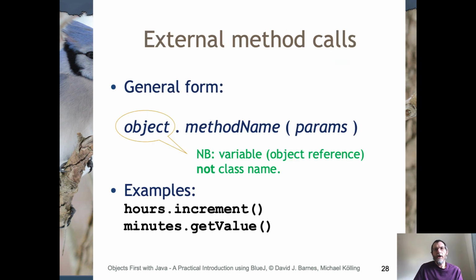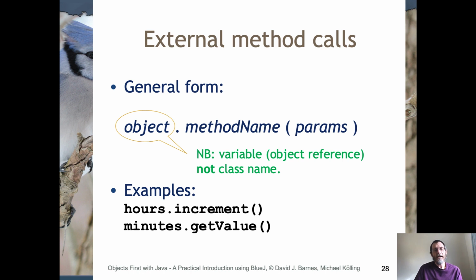So what we need to observe about external method calls is that they always have this general form where we invoke a method immediately after a dot character, and to the left of the dot character is the name of an object. Now typically the name of an object will simply be a variable name. In other words, the name of a variable of class type where that variable stores a reference to an object. Now it's very important to appreciate that what comes before the dot is the name of an object and not the name of a class.